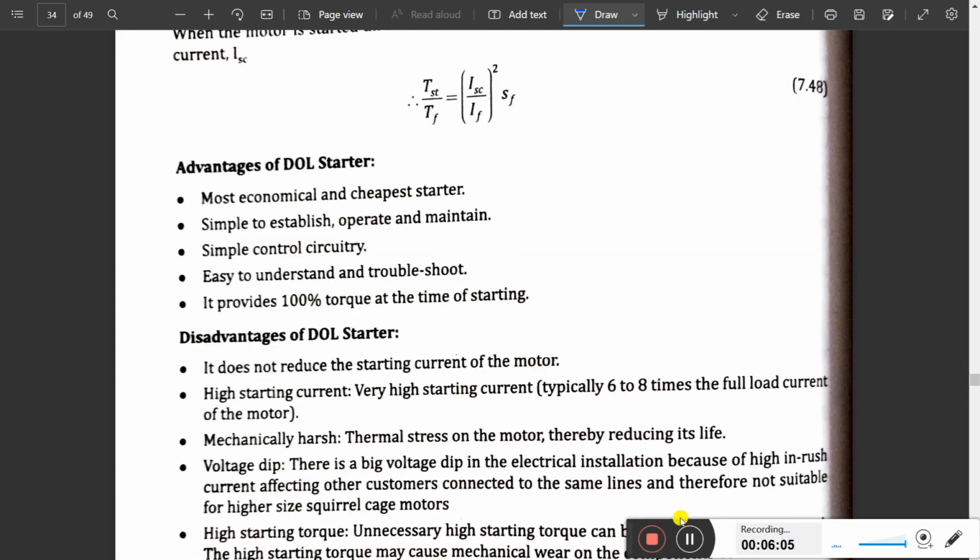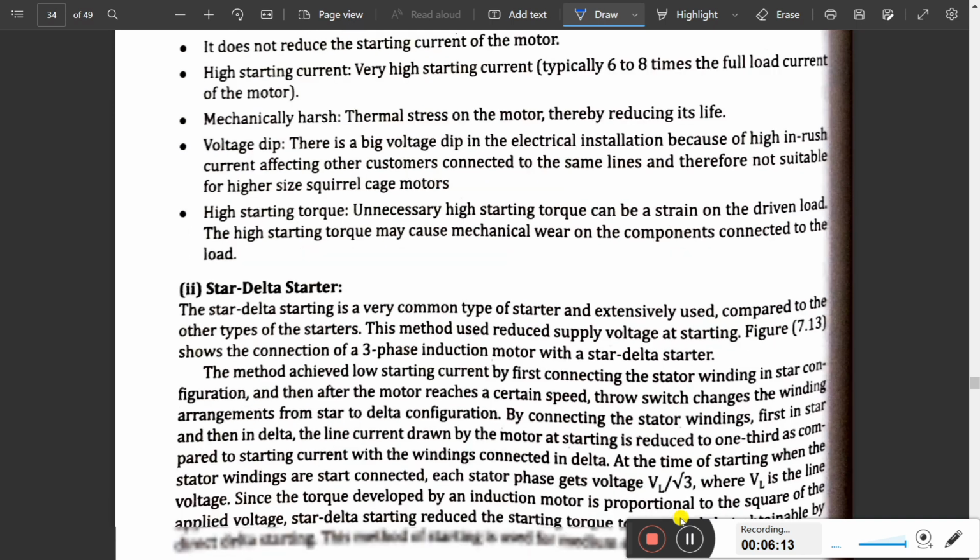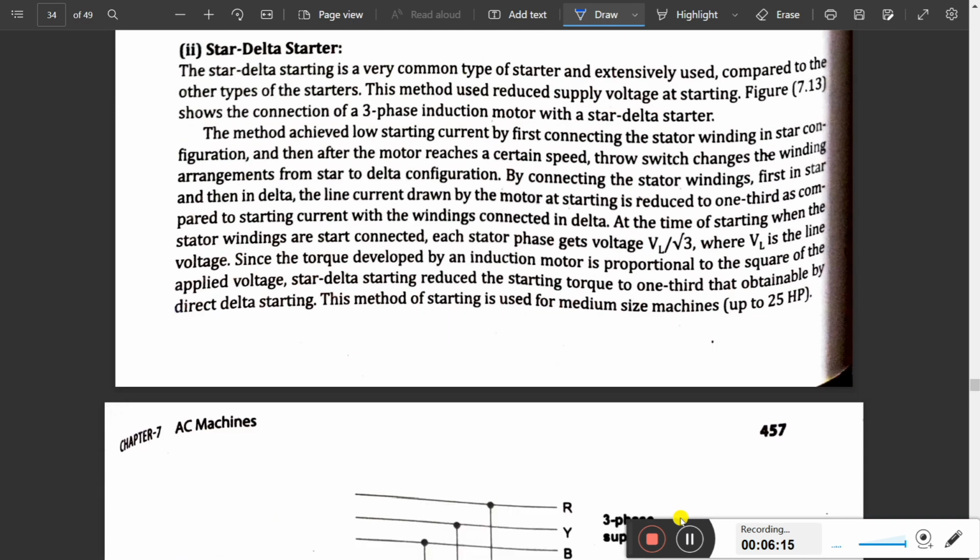Now there are some advantages and disadvantages. You can go through this slide. You can take a screenshot and make a note. Now coming to the second one, the star delta starter connection.